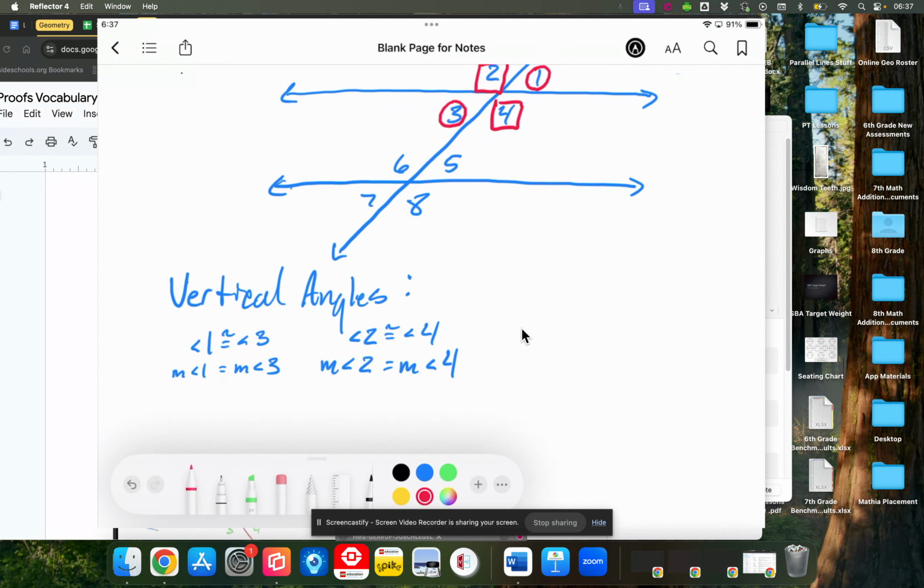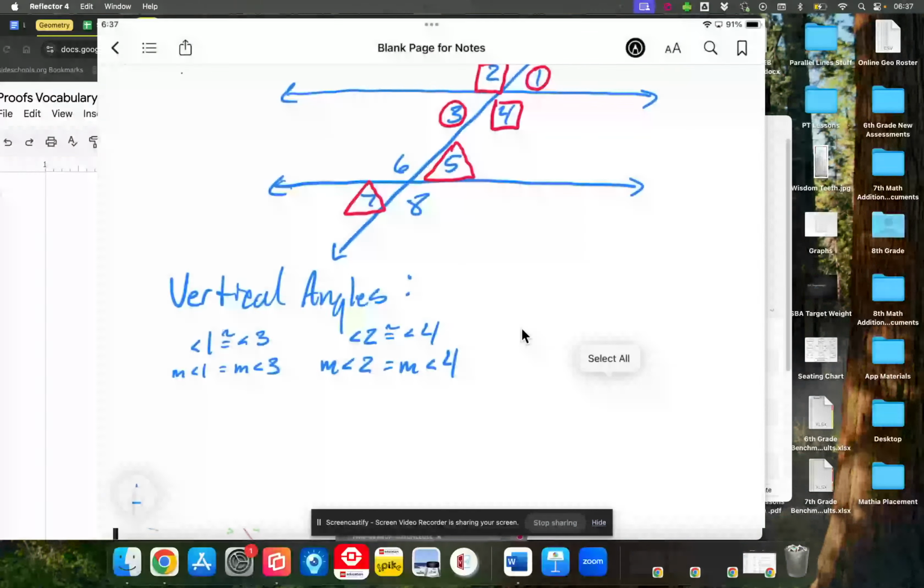Now looking at the four angles in the bottom, I can see that angle 5 shares a vertex and is opposite of angle 7. So we can say that angle 5 is congruent to angle 7, which means that the measure of angle 5 is equal to the measure of angle 7.